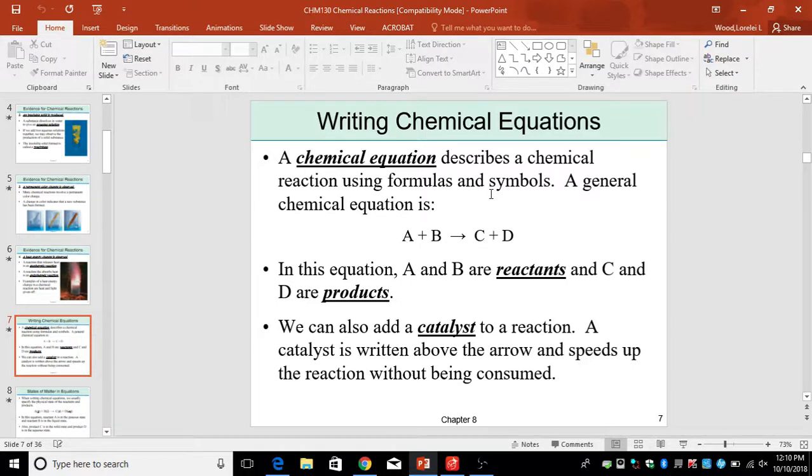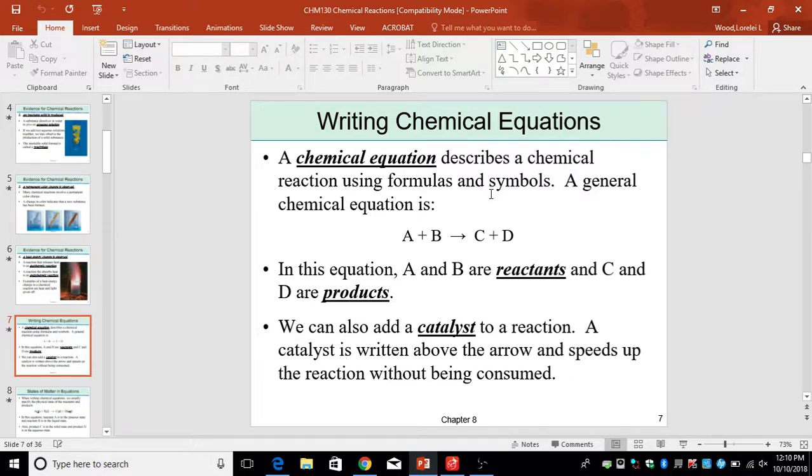If you have a catalyst, what's a catalyst? Something that speeds it up is generally the accepted definition, but there are catalysts that slow things down, and sometimes that's important in chemistry. You don't want things to happen too quickly. Things like the carbon rods in a nuclear reactor, those are things that slow the reaction down. So a catalyst just changes the rate.